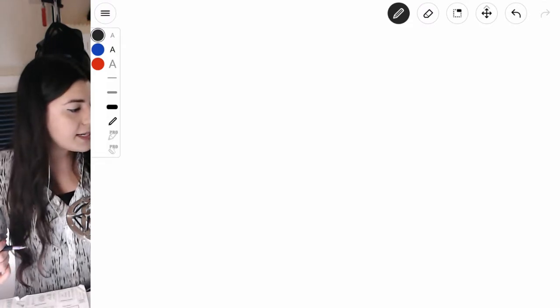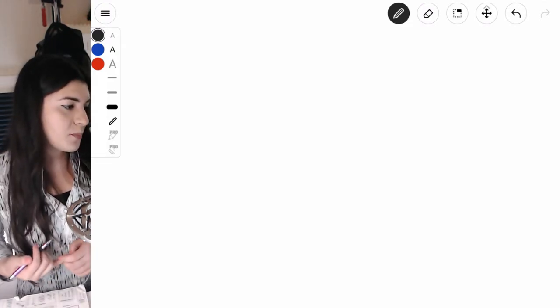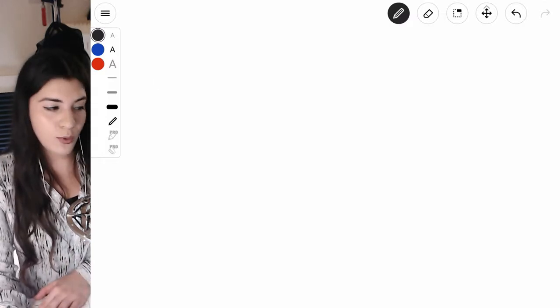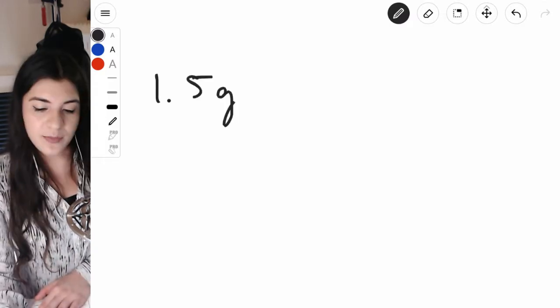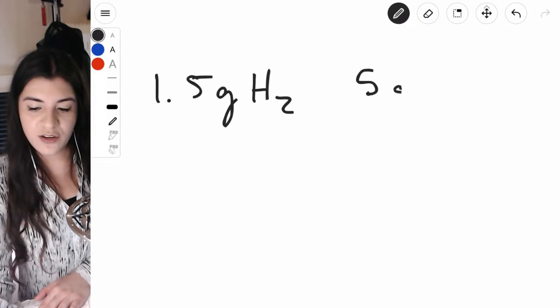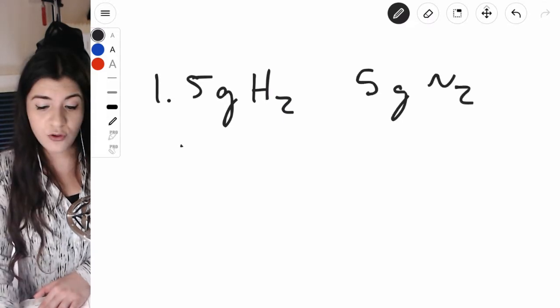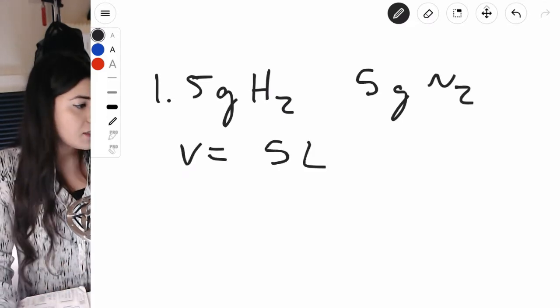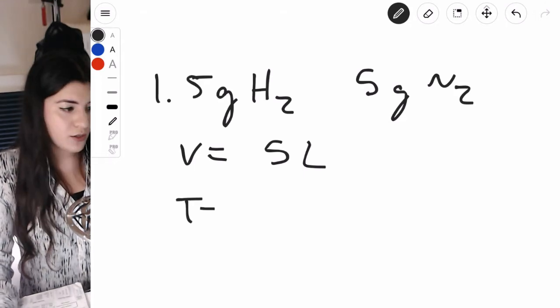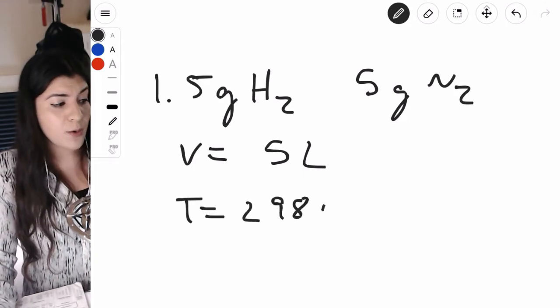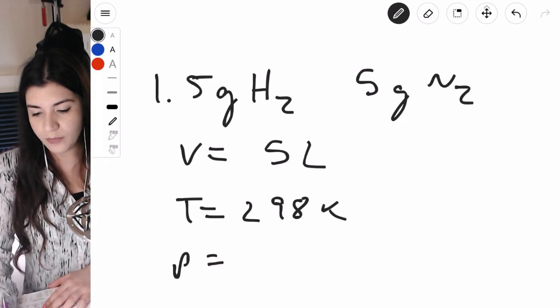Another question states: the total pressure exerted by a mixture of 1.5 grams of H2 and 5 grams of N2. We're also given the volume is 5 liters and our temperature is room temperature, 298 Kelvin, and we're looking for our pressure.